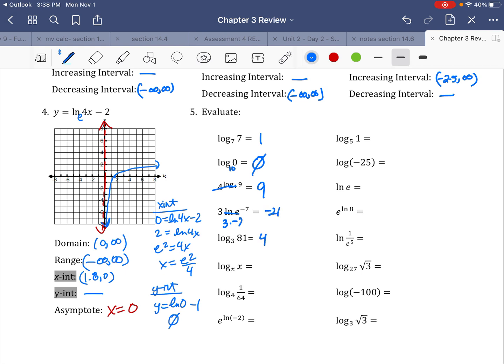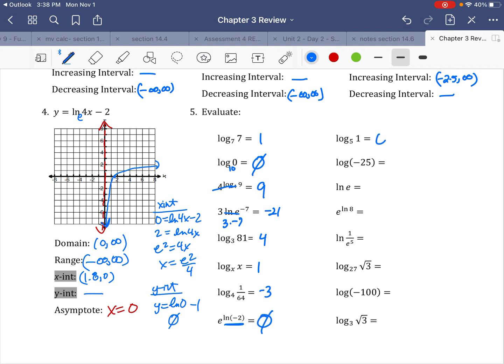3 to what power is 81? 3 to the 4th. X to what power is x again? 1. 4 to what power is 1/64? Well, negative 3. Here, now, I would say that e and ln cancel out, and oh, the answer is negative 2. But you cannot do that when this part doesn't exist to begin with. You can't do the log of a negative number, so you cannot do this problem.